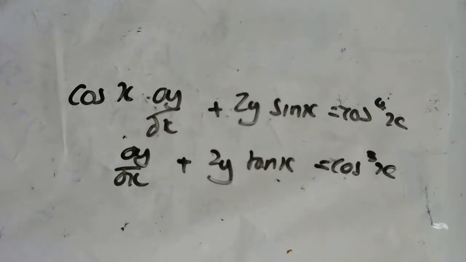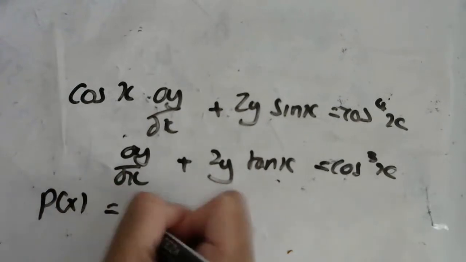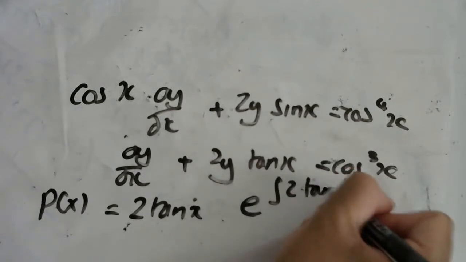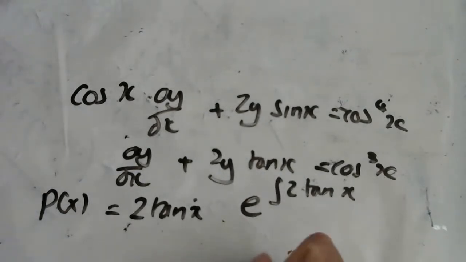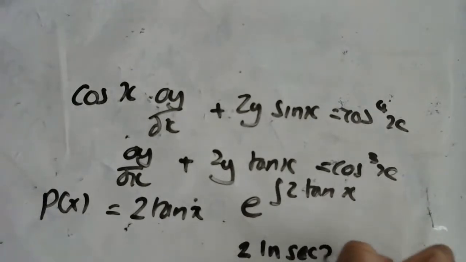And the integrating factor would be e to the integral of p of x, so p of x here is 2 tan x. So our integrating factor will be e to the integral of 2 tan x, all right? Now, a little bit of thought. We should know that if you integrate tan x, and this will be in your formula booklet, you would get ln sec x. I'll show you that as well. So you've got e to the 2 ln sec x, yeah?